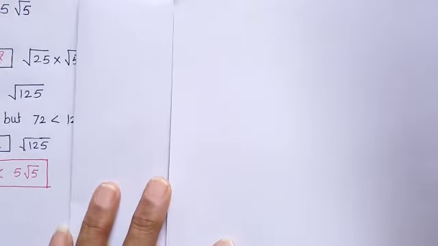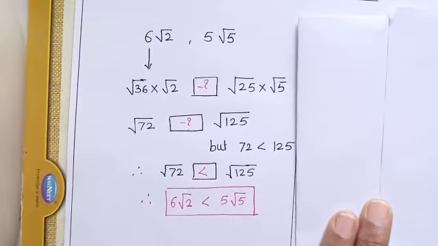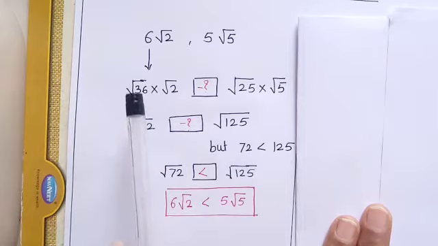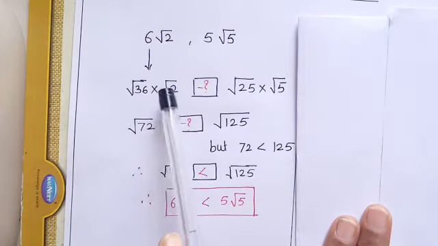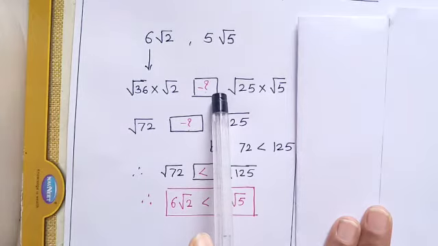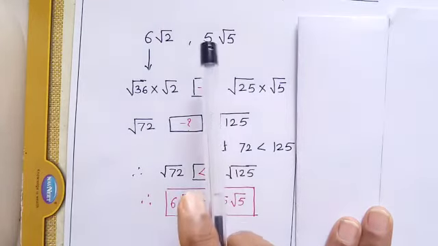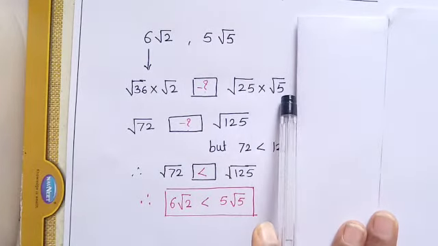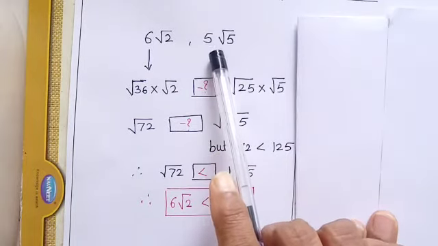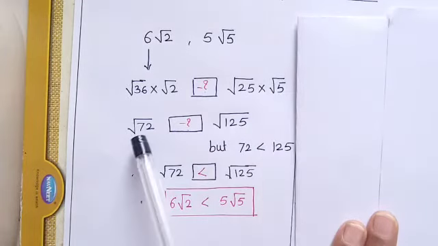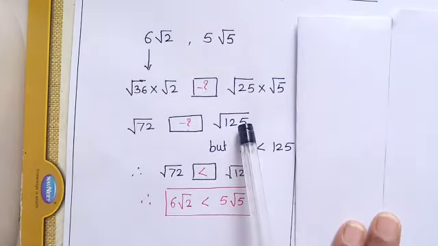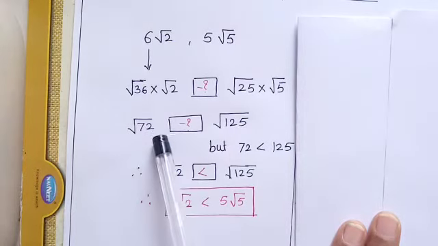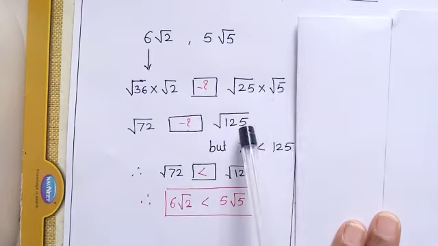Okay, so now here we want to compare 6 root 2 and 5 root 5. So 6 root 2 can be written as root of 36 multiplied by root of 2, and whether it is smaller or greater, we don't know the relation. So 5 root 5 can be written as root of 25 multiplied by root of 5. Nothing is here, no sign is here, that means the sign of multiplication is there. So root 72, and here the other is root 125. 36 into 2 is 72, 25 into 5 is 125.